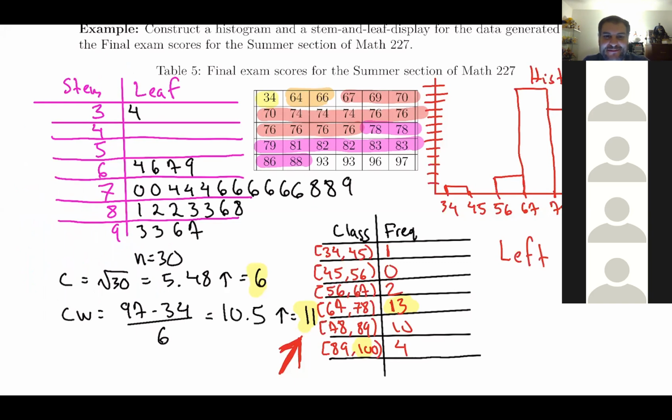Cool. And that's it. So if you look at it, it doesn't really matter if I use a stem and leaf plot or a histogram. Both of them should give us the same result, that our data set is skewed to the left. So it's just a different way of doing the same thing.